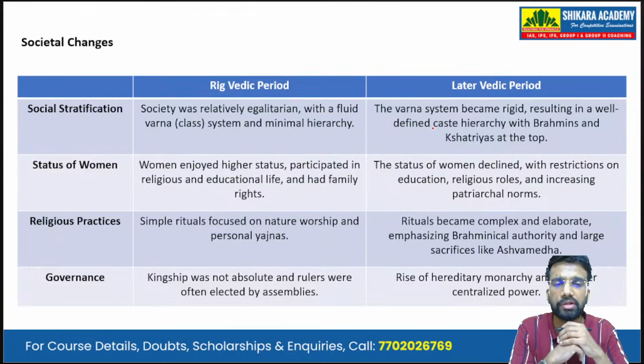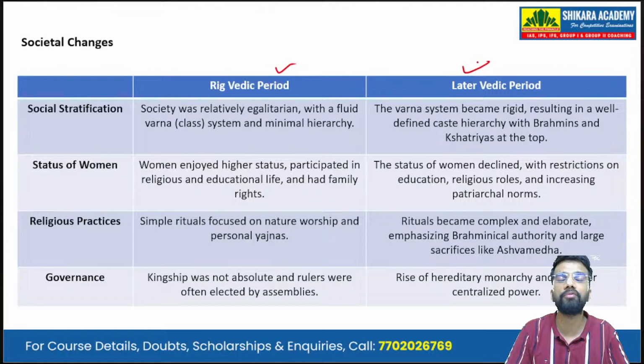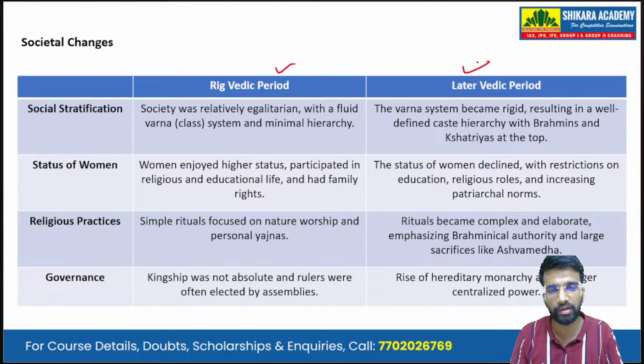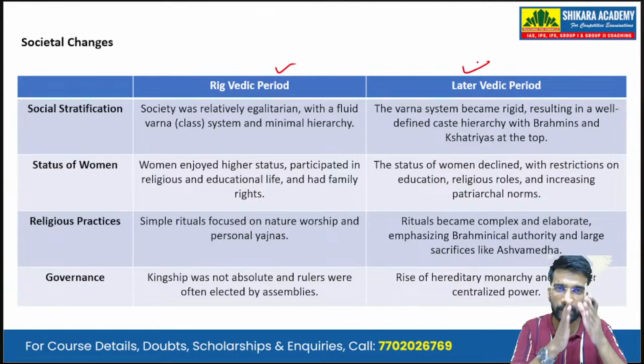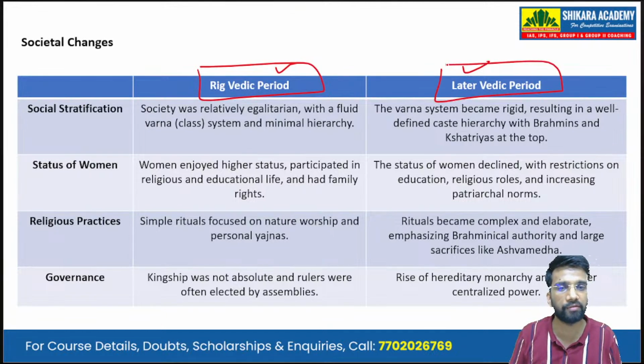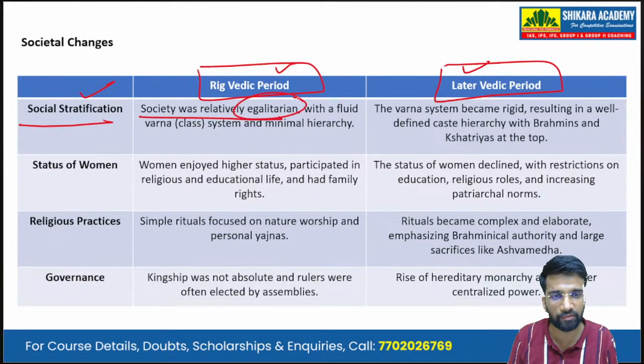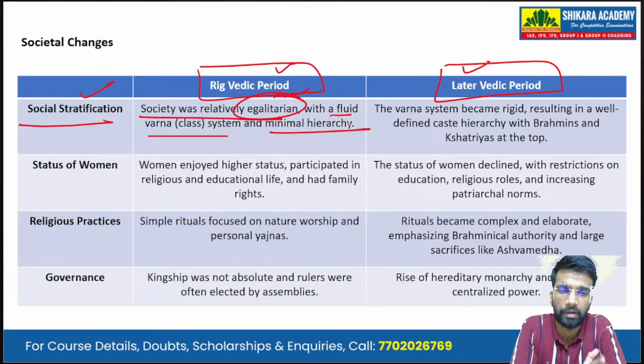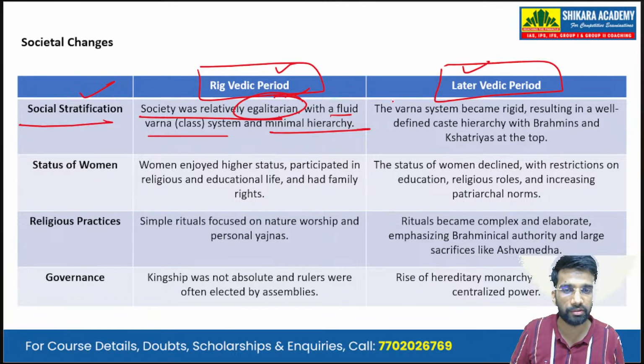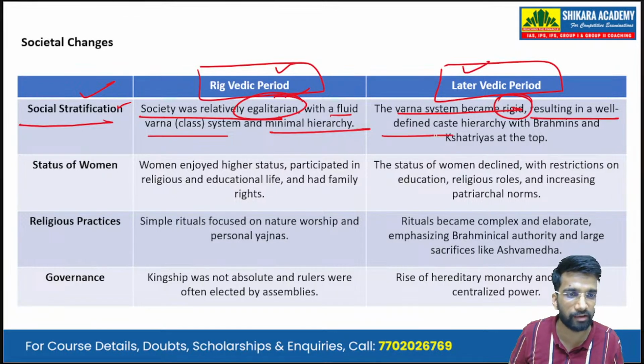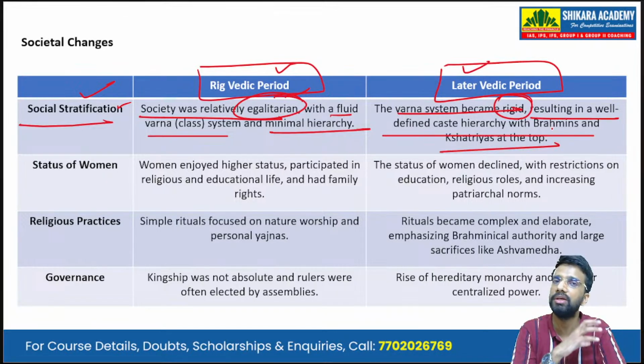Now we'll discuss the societal changes in both the periods. When a comparative question is asked, it is always a good practice to make a table and compare the two entities. First, we have the Rig Vedic period, then we have the later Vedic period. So first, the social stratification. In the Rig Vedic period, the society was relatively egalitarian with a fluid Varna class system and a minimal hierarchy. But when it evolved to the later Vedic period, the social stratification evolved, the Varna system became rigid, resulting in a well-defined caste hierarchy with Brahmins and Kshatriyas at the top.